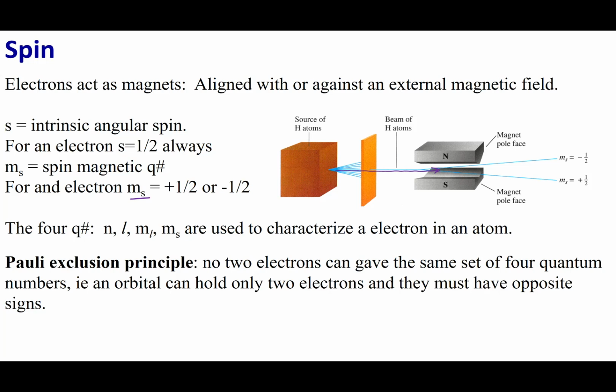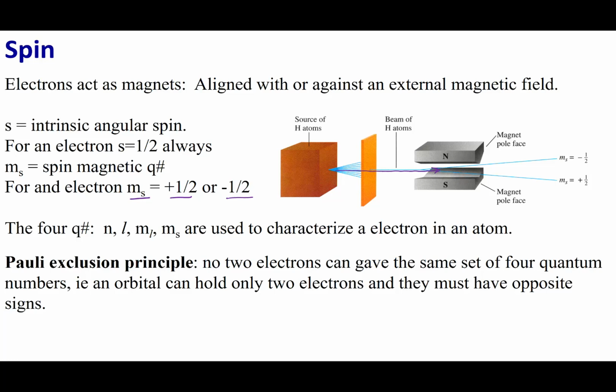Now, even though I say the word spin, I'm not saying that the electron is spinning like a top. That would be angular momentum, and there's already a quantum number associated with it. This is a purely quantum mechanical effect and does not have a classical Newtonian analog. What I can say is those electrons that were deflected up had an m sub s value of plus 1/2. For those electrons that were deflected to the bottom, I can say it has an m sub s value of minus 1/2.